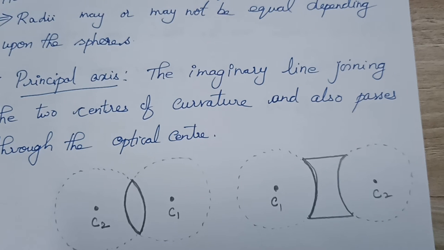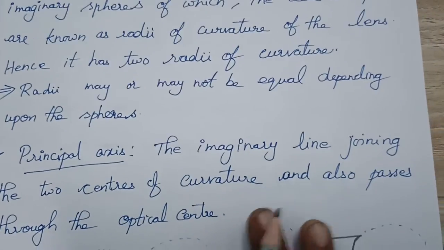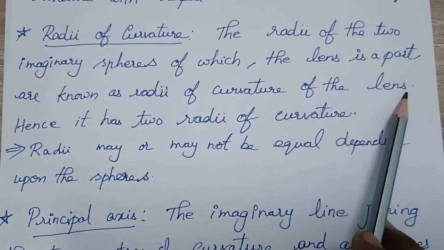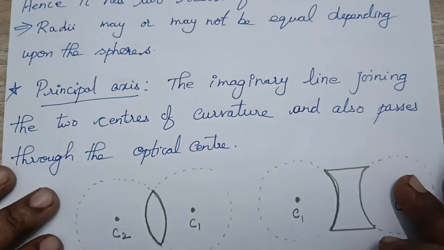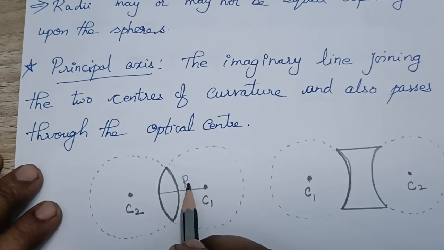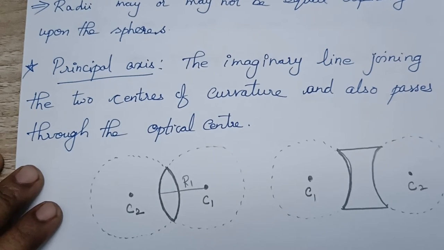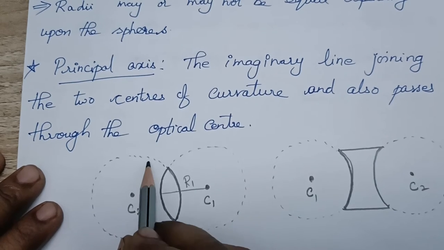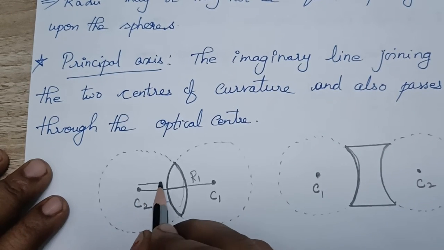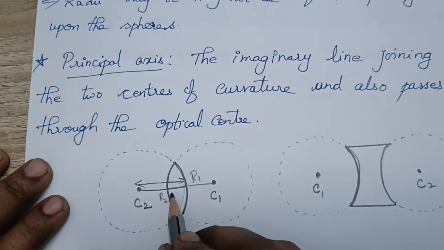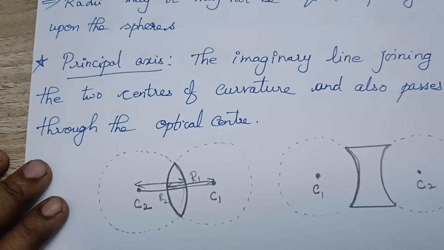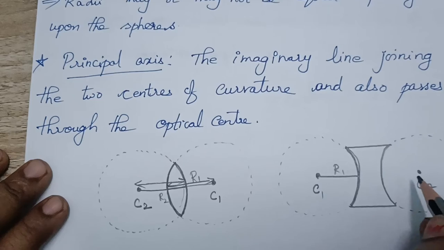Likewise, radius of curvature. Radius is singular, radii is plural, right? The radius of the two imaginary spheres of which the lens is a part is known as the radius of curvature of the lens. Hence, it has two radii of curvature. Again, we see what this is. From the center to this part, this is your R1. Radius 1. Center 1 means radius 1. Again, from this center up to this part of the lens, this is your R2. I will mark this measurement. This is your R2. And your R1 will be from here to here. Here, this is your R1. Here, this is your R2.